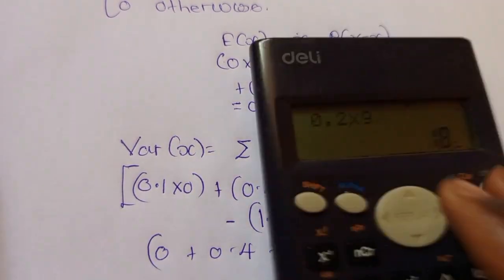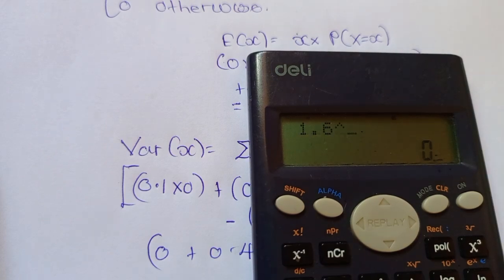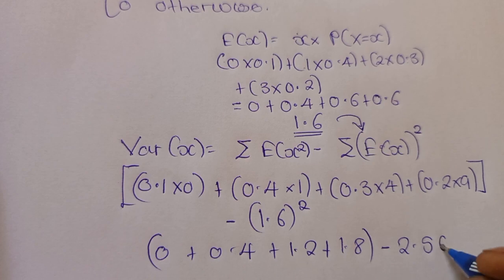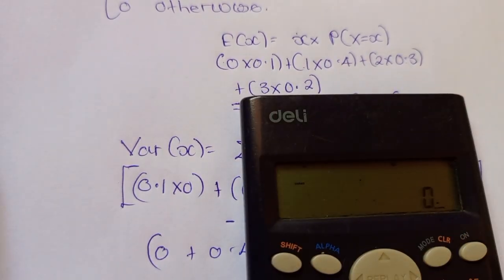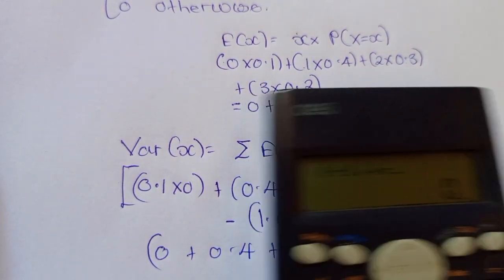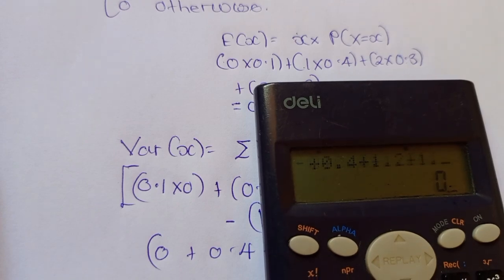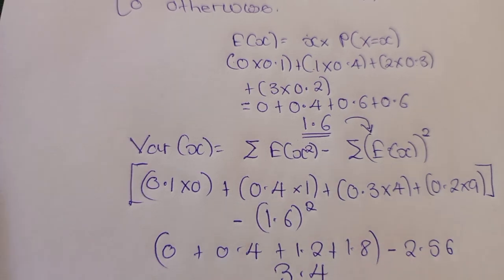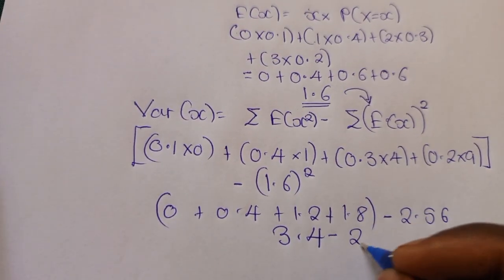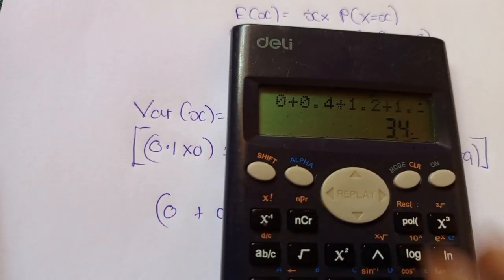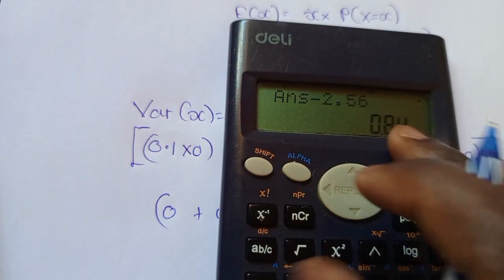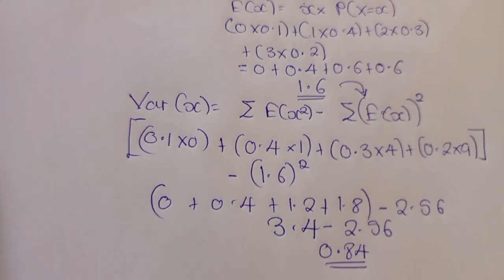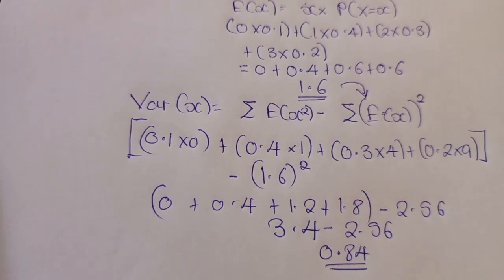Then you subtract, you know for sure that 1.6 squared is basically 2.56. Then you add what is in the brackets. So you have 0 plus 0.4 plus 1.2 plus 1.8. You get 3.4. Immediately you get this 3.4, you subtract with 2.56. So minus 2.56, and you basically get your value to be 0.84. So this is how basically you solve such kind of questions.